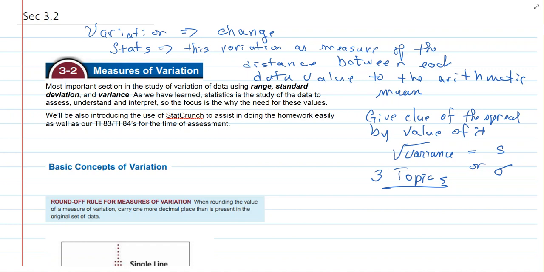As we have learned, statistics is a study of the data to assess, understand, and interpret. So the focus is why the need for these values. And that's a clue there. Why do we need this? Well, in mathematics, we're always looking for opportunities to evaluate the strength of the sample from various measures.